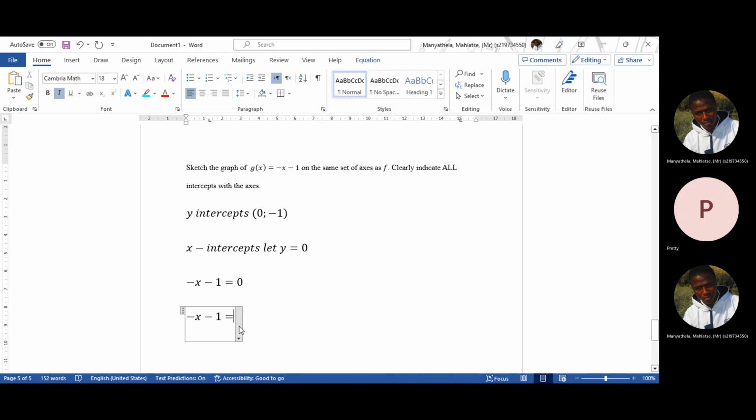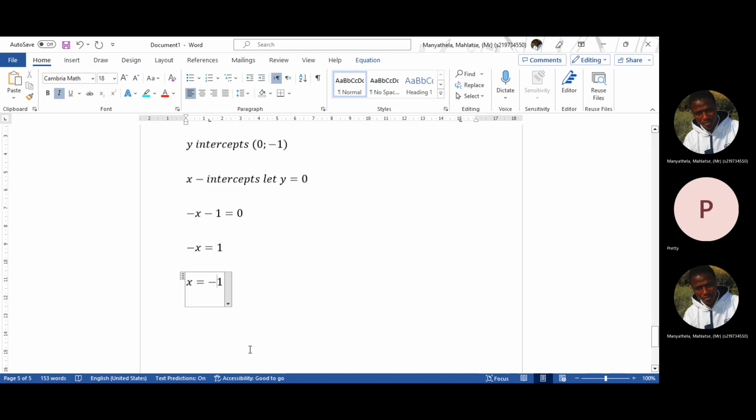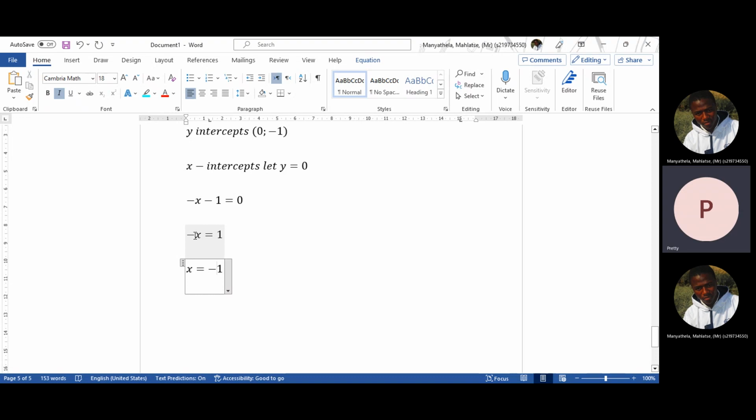It goes across and becomes positive. So minus x equal to 1. The next step we're going to multiply throughout by negative 1. So x equal to -1, because negative times negative gives positive, then negative times positive gives negative.